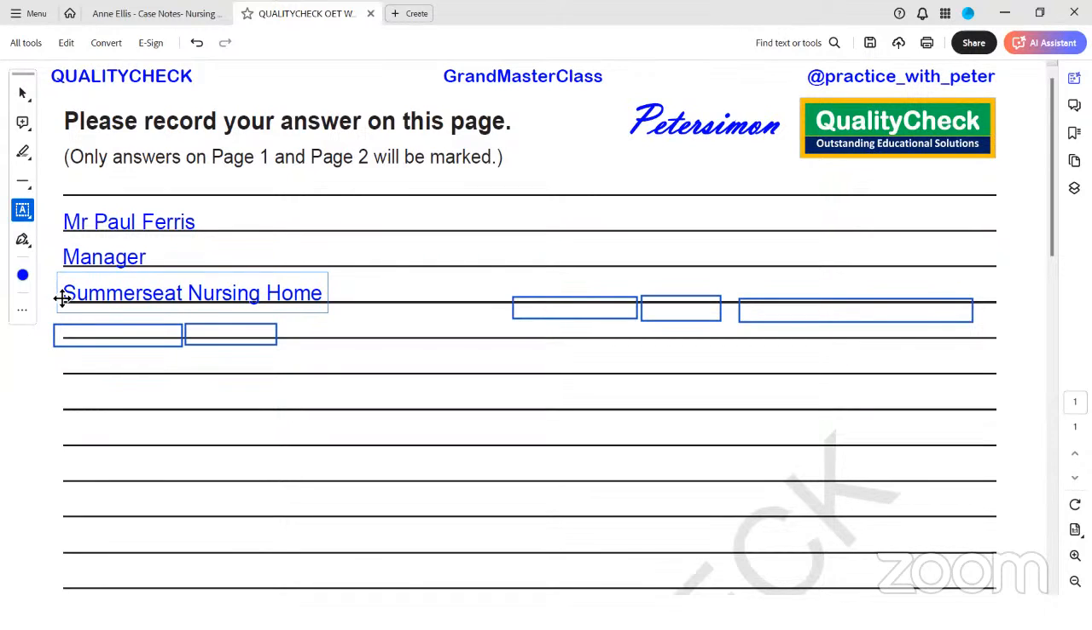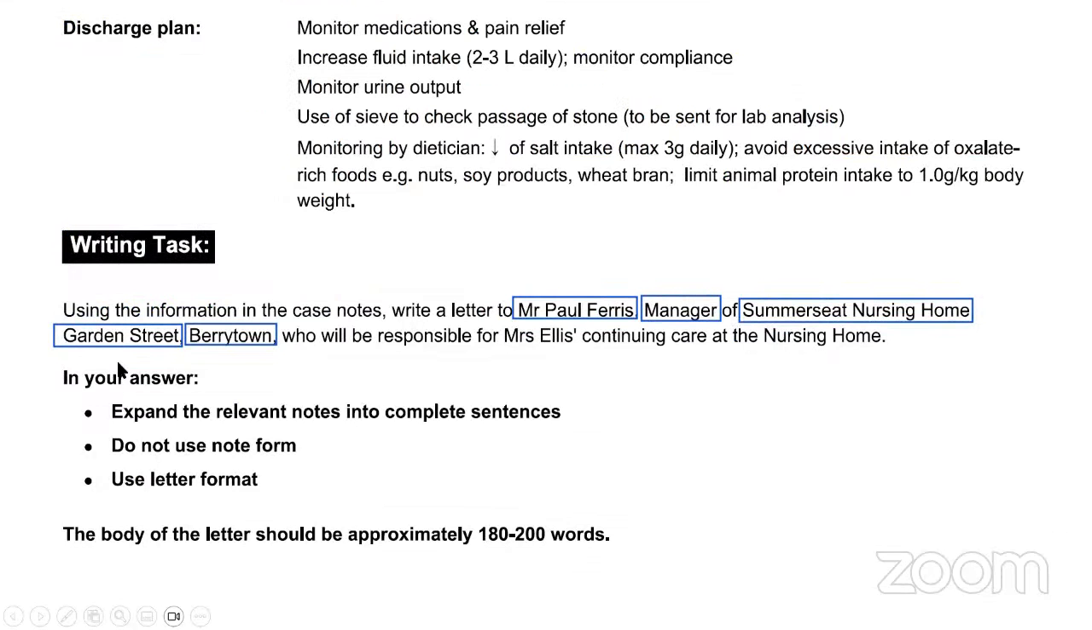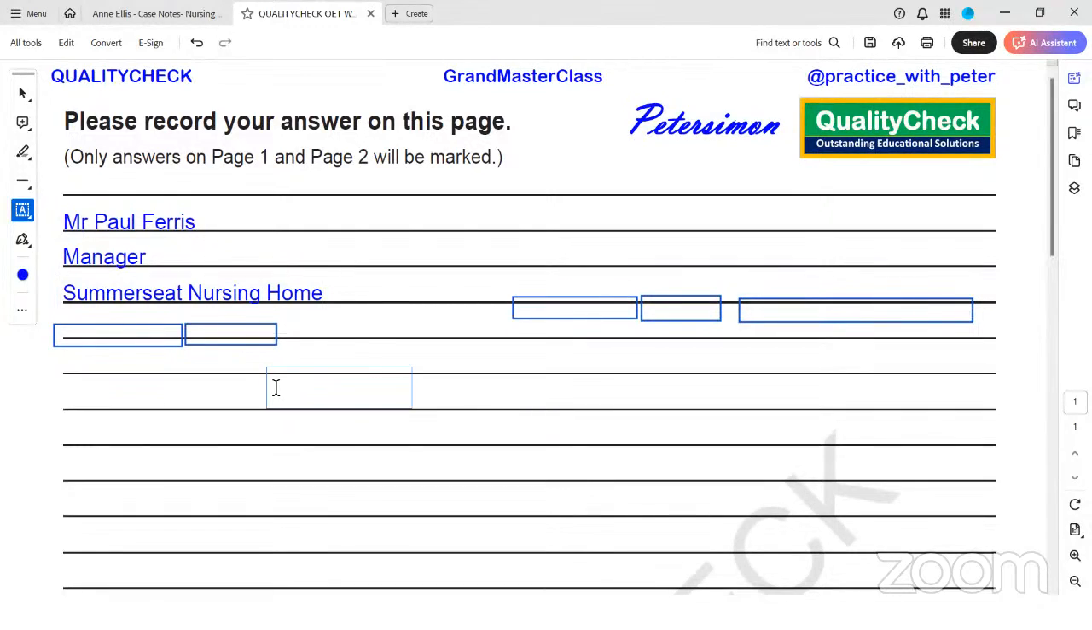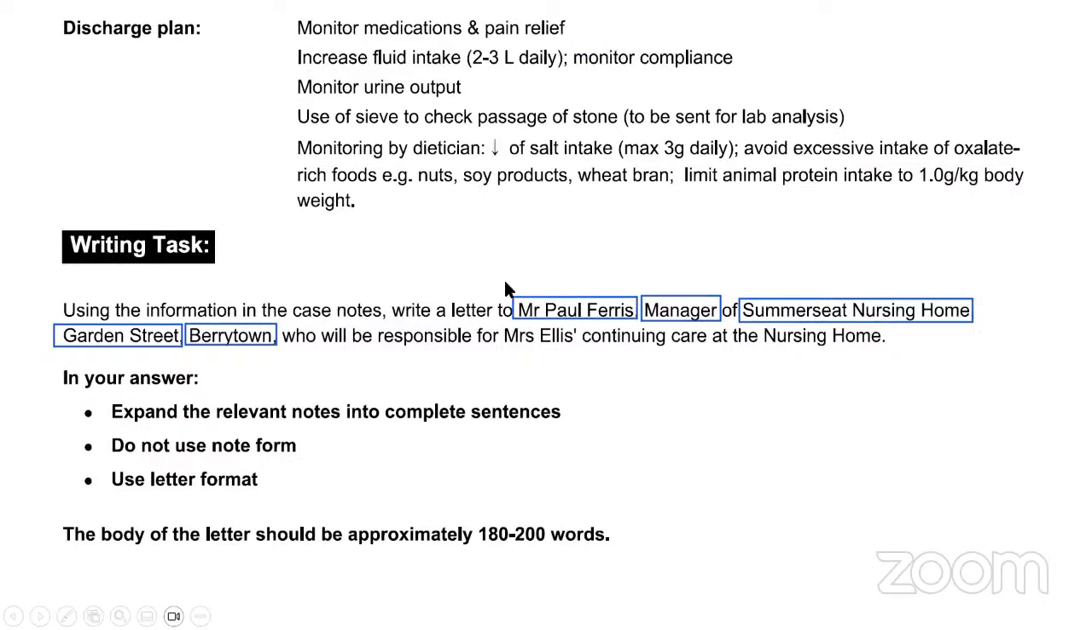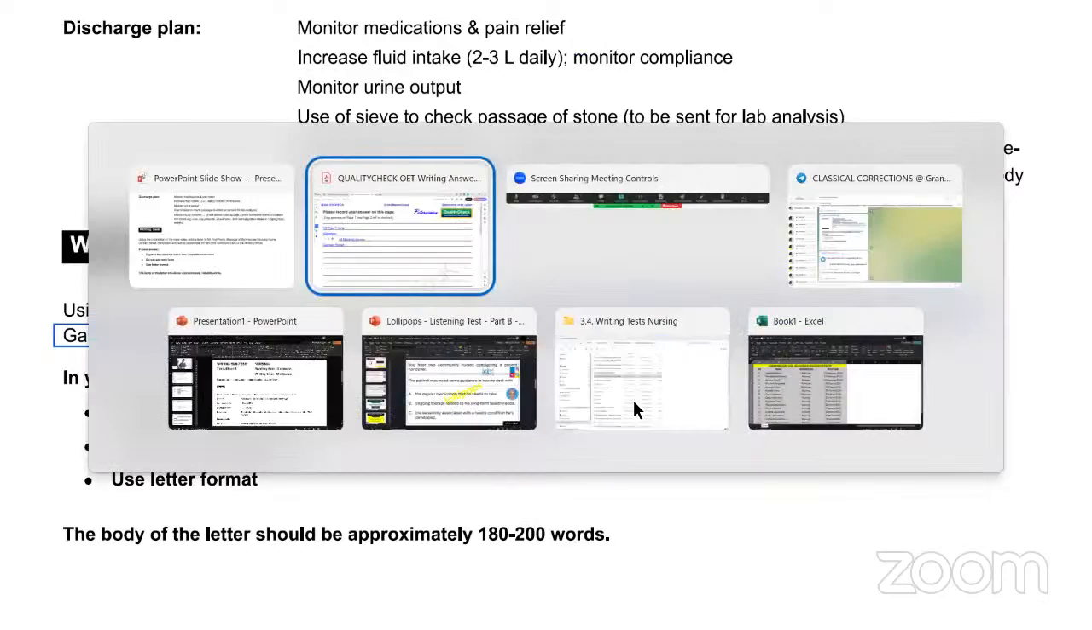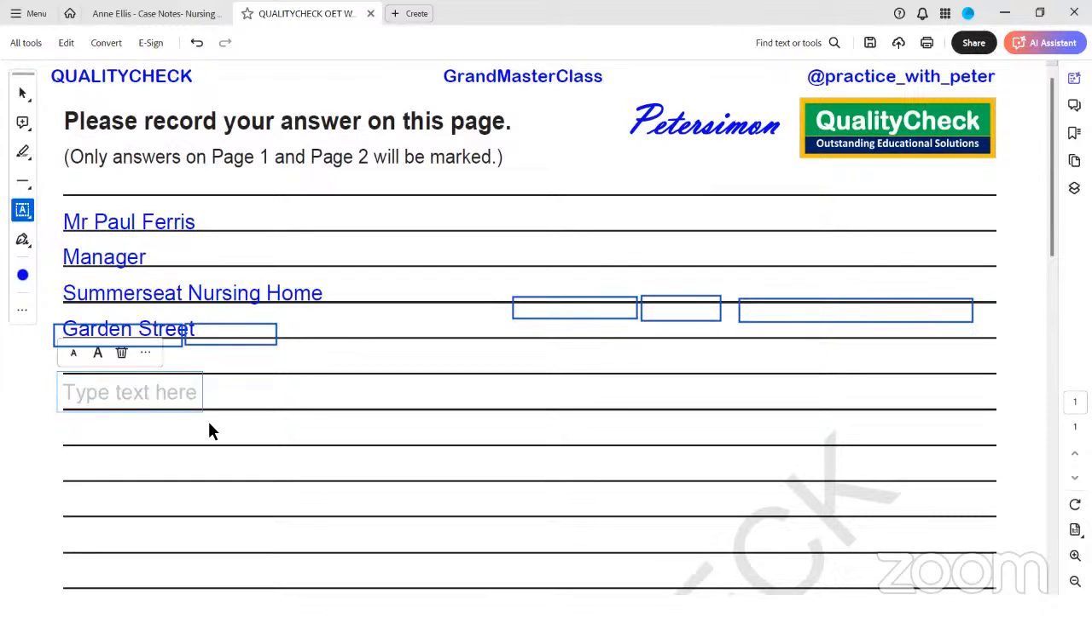Don't worry, I will give you everything. Only you have to be ready for attending whenever I am giving. Next one, summer seat nursing home. Garden Street. Now, Garden Street. Garden Street. And next, Berry Town. Write that one here. Berry Town.